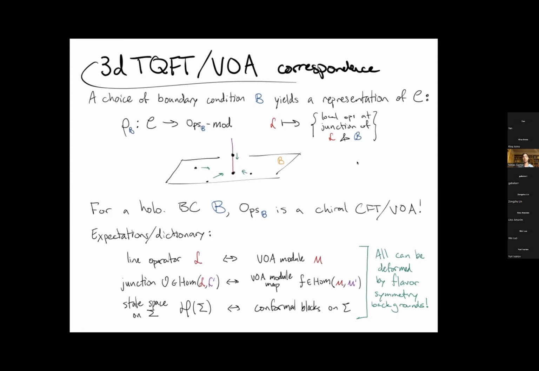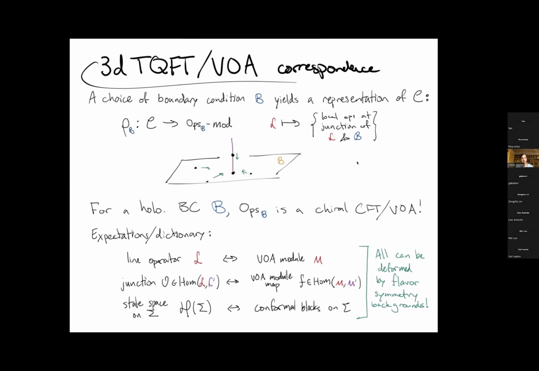In particular, we land in the category of modules for this algebra that I'm calling ops B. Ops meaning local operators or observables or what have you. And B denotes the fact that they're the local operators on my boundary condition B. And so if this is a holomorphic boundary condition, or rather this algebra of boundary local operators is some holomorphic factorization algebra, or a chiral CFT, or a vertex operator algebra, then we have a really nice rich dictionary between how to translate from the bulk, the three-dimensional TQFT, to the boundary, this vertex operator algebra, or chiral CFT, or holomorphic factorization algebra. And the dictionary is listed here at the bottom.